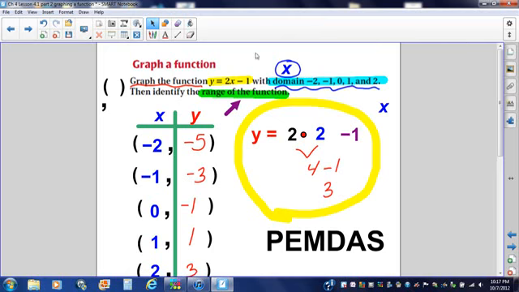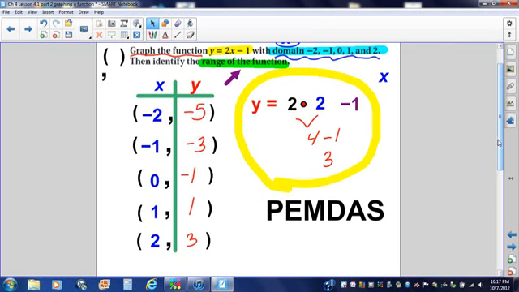In our last podcast, we took this function, we substituted in our domain or our x's, and we got a y each time. That was lesson 4.1. We did that last week. Now we're going to take these points and we are going to graph them.